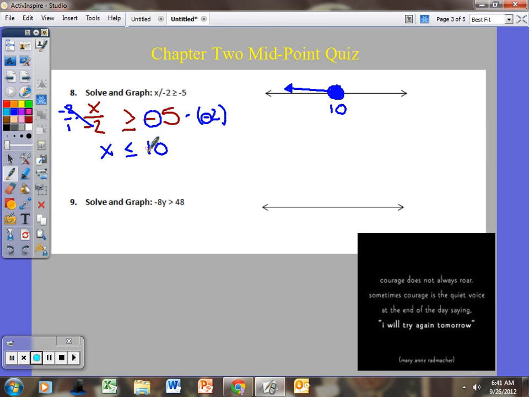A simple, two-step process of checking your solution is always beneficial in the end. I look at the next one. I have -8 times y is greater than 48. I'm going to say it first to myself.